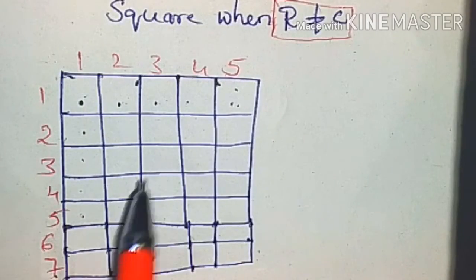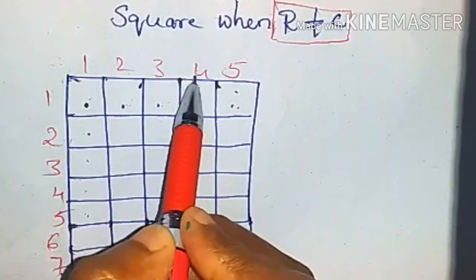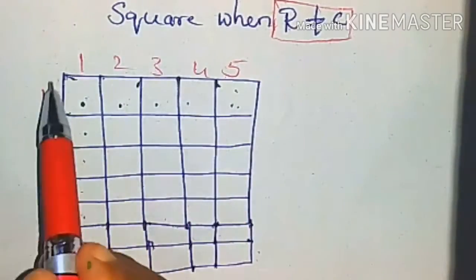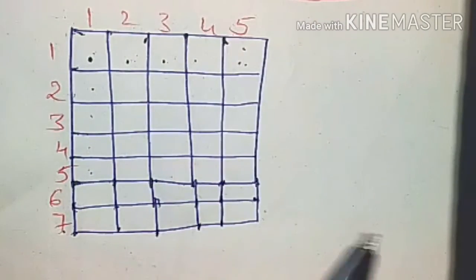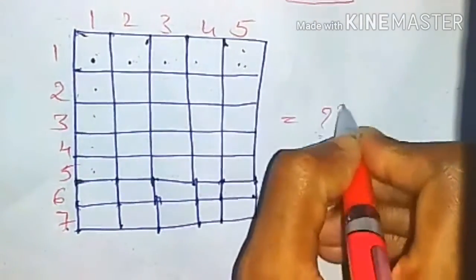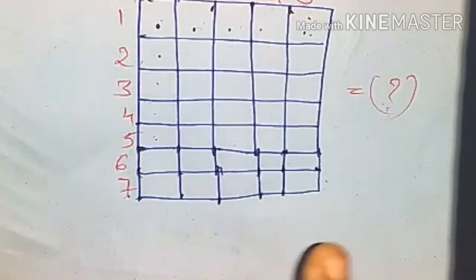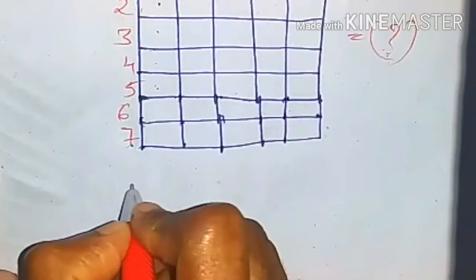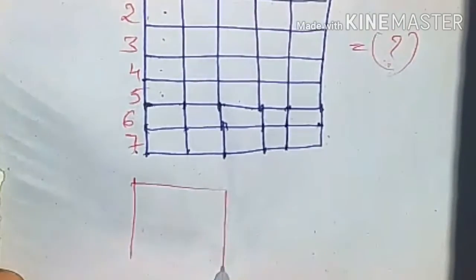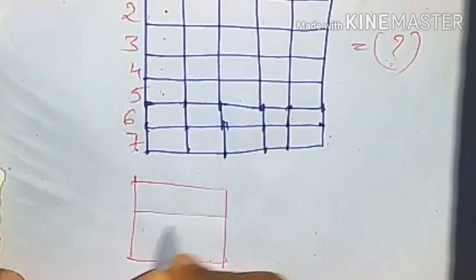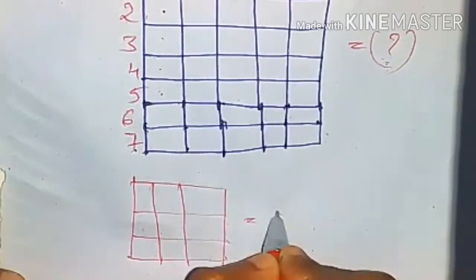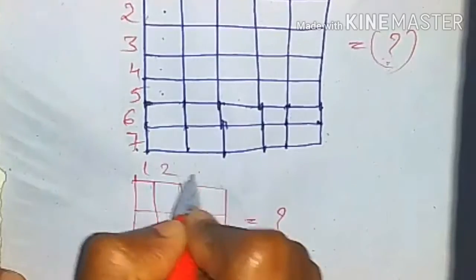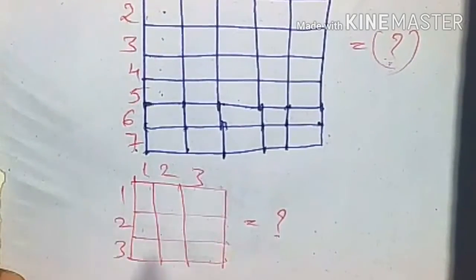Here is your homework: 1, 2, 3, 4, 5 columns and 1, 2, 3, 4, 5, 6, 7 rows. Tell me the answer in the comment section. And one more small homework I am giving. Tell the answer for this also. This is a figure which has 3 rows and 3 columns.